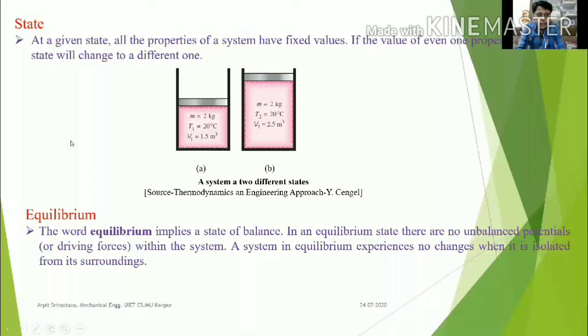Now we define equilibrium. The word equilibrium implies a state of balance. In an equilibrium state, there are no unbalanced potentials or driving forces within the system. A system in equilibrium experiences no changes when it is isolated from its surroundings. That means there is no change; the state becomes constant when the system is under equilibrium. So that's all about the equilibrium state.